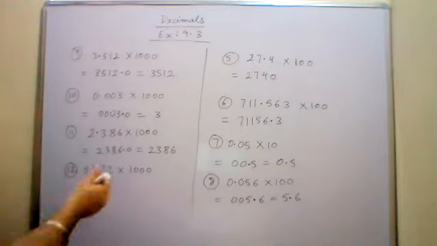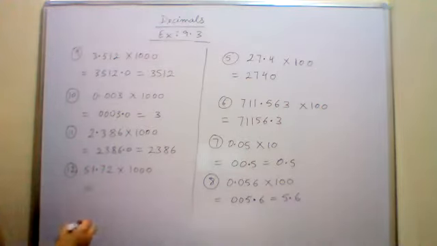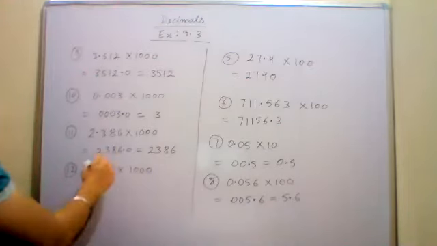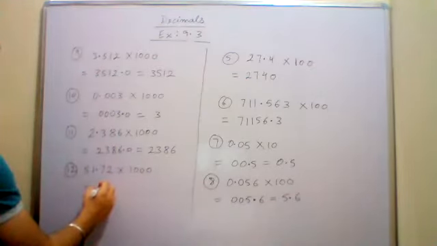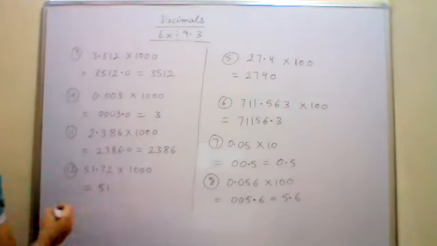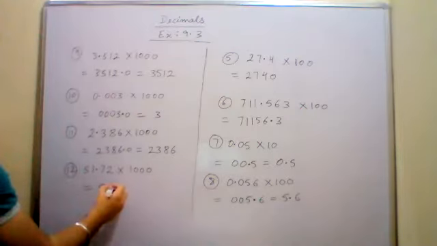Twelfth one, 51.72 multiplied by 1000. Move the decimal 3 places to the right. So 5, 1. Now there are only 2 digits after the decimal. So write the decimal.